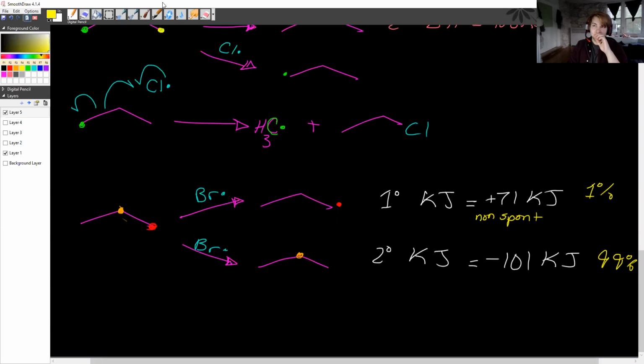I don't think we can say it's spontaneous. It's definitely not spontaneous. What we can say, however, is that this is exothermic and favored. That's what we can say. So the generation of the secondary radical, which I didn't really draw correctly, is exothermic, and it's going to be more favored than the production of the primary radical.